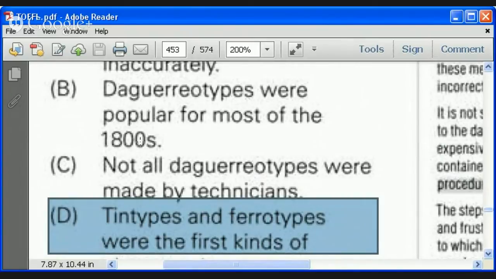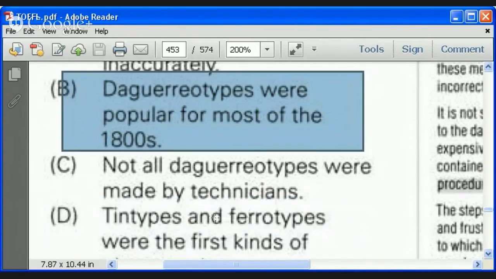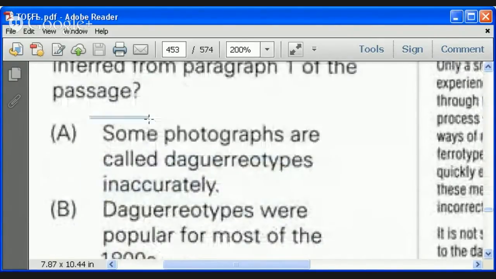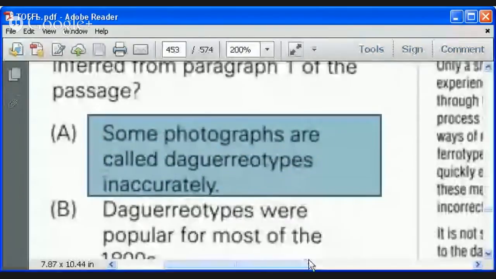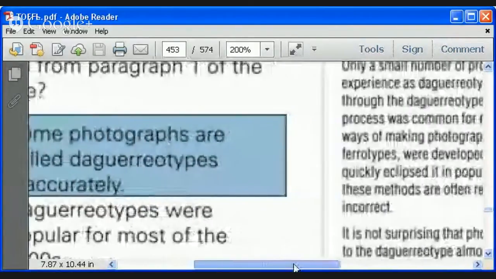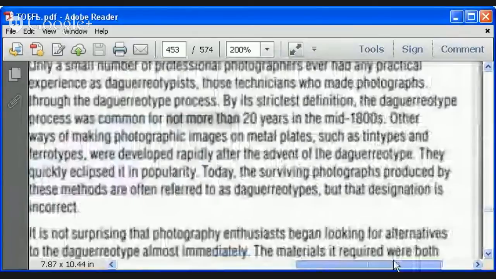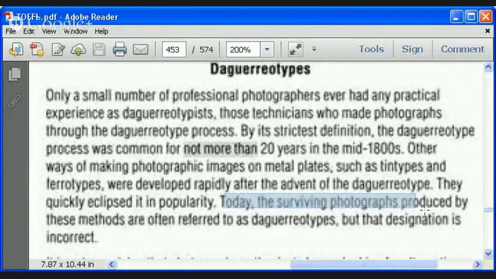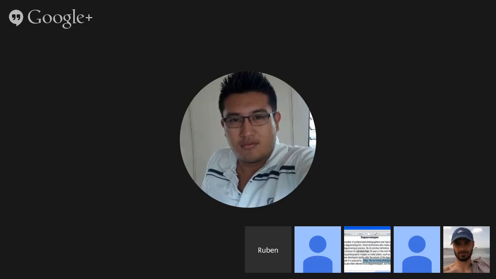Okay, D and B, this is very normal. D and B are two answers which are just wrong, which leaves us with C and A. Now, you dismissed A, and I'm not sure why. Some photographs are called daguerreotypes inaccurately. Oh yes, that's the correct answer because it says at the beginning, only a small number of professional photographers have ever had practical experience as a daguerreotypist.